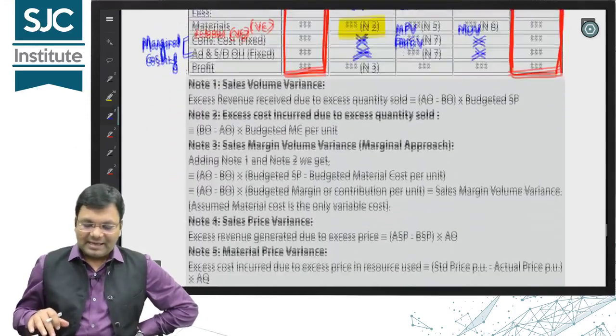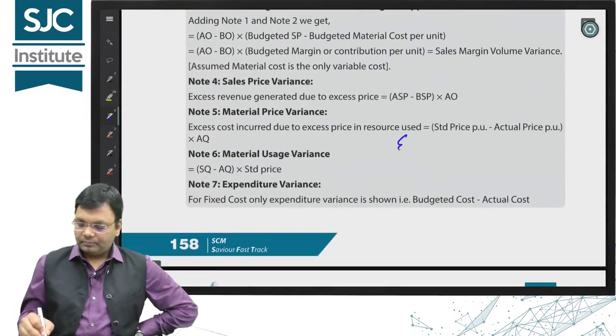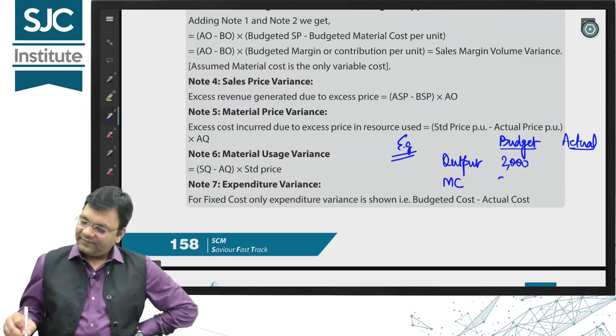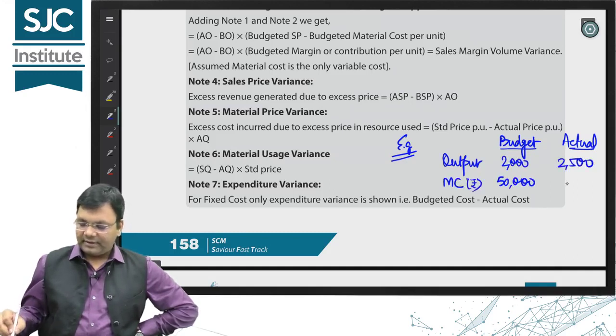To understand this, I am giving you one example, which you can note here. Say last year, that is the budget figure, and current year, which is the actual figure. Say in last year output is 2000 units and material cost is 50,000 rupees. In current year output is 2500 and material cost is 60,000.